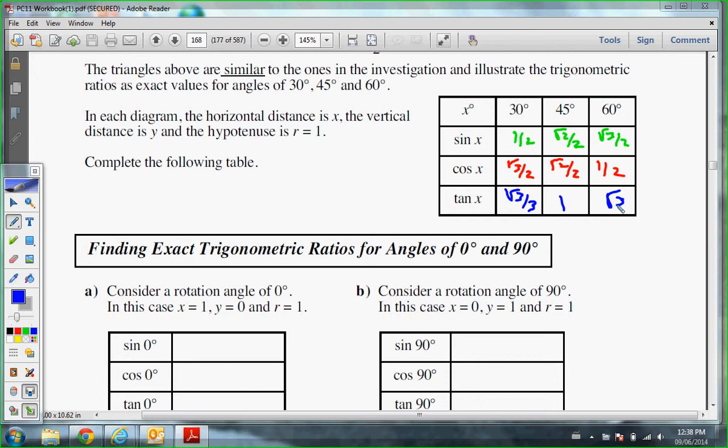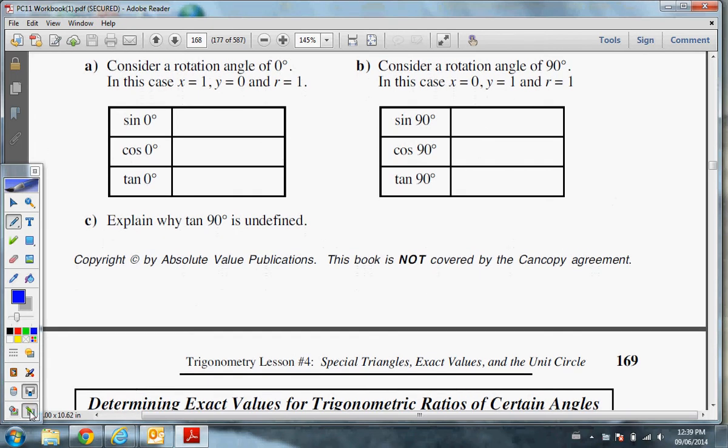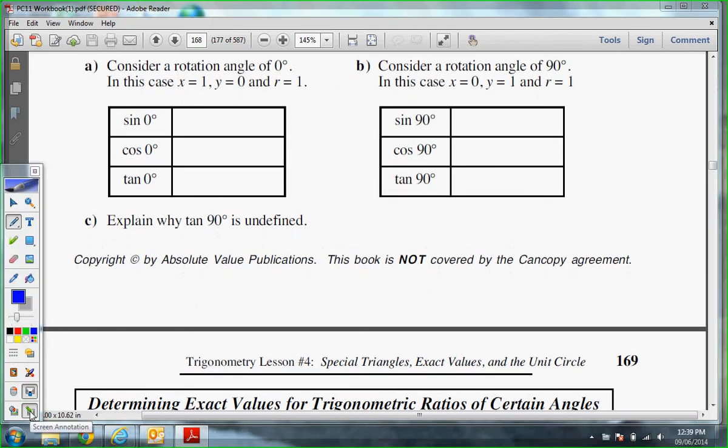What's that? Yeah, there'll be unit circles. Knowing the unit circle will help you with stuff on your final, yes. Okay. Consider the rotation angle of 0 degrees. So remember, we're starting at the standard position. So we're starting right here, on our x-y axis.